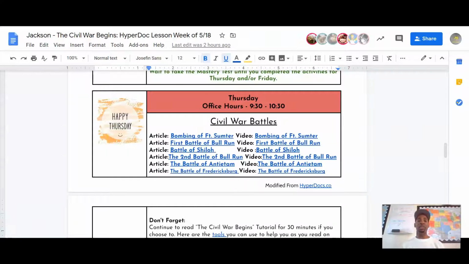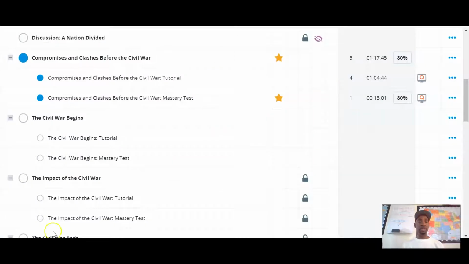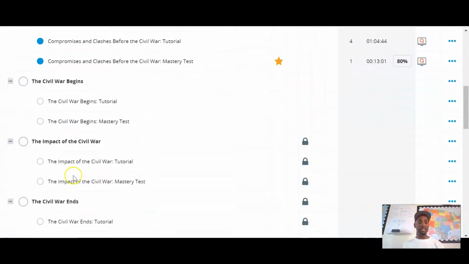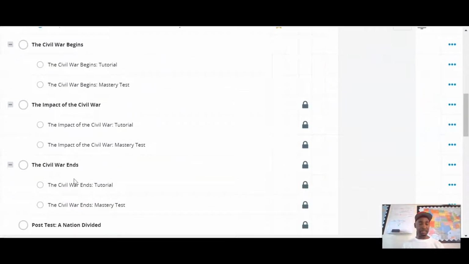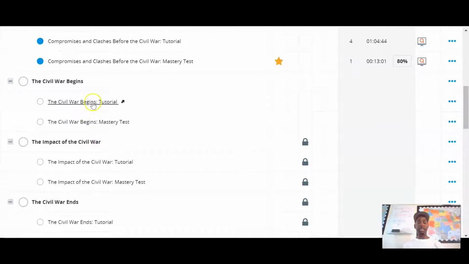The next thing I want you to take a look at, just so you know, in Edmentum, you should be where it says, oh, the Civil War begins. The tutorial and the Civil War mastery test begin. You should have completed Sunday night the compromises and clashes before the Civil War, but this is where you should be today, where the Civil War begins. That's where you should be starting today with your HyperDoc.